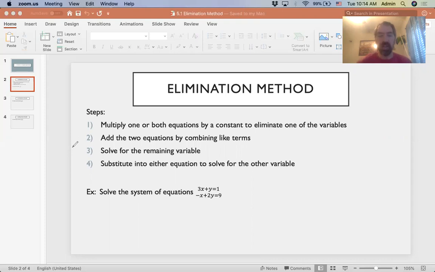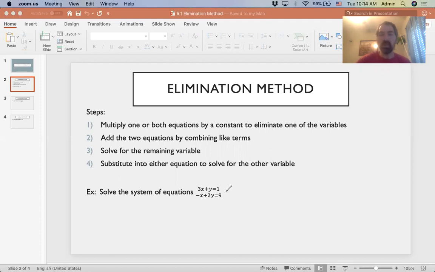All right, let's take a look at this elimination method using the following example. We have seen this in a previous video. We used the substitution method. This time we're going to use the elimination method. All right, so we want to multiply one or both equations by a constant to eliminate one of the variables. It does not matter which variable that we are eliminating.